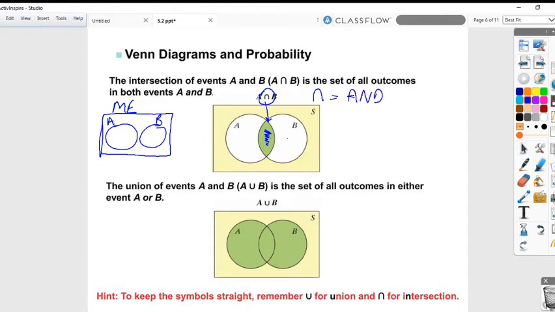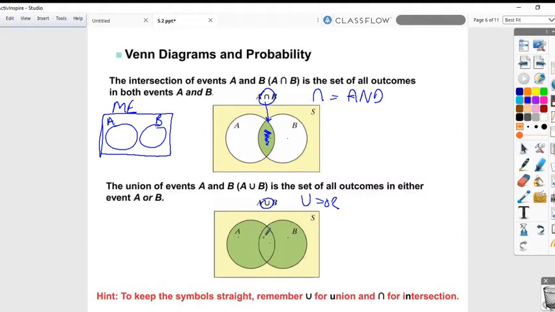All right. Union means or. That means it could be in A or B or both. So when you're talking about a union, you would just add everybody up, this plus both. All right, so those are the meanings in the Venn diagrams.